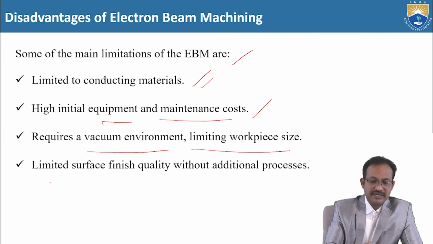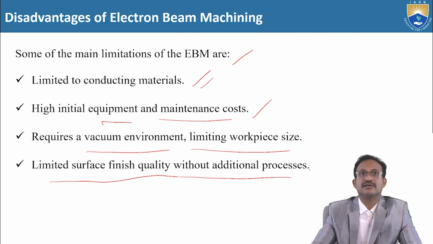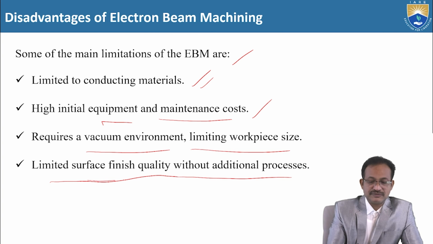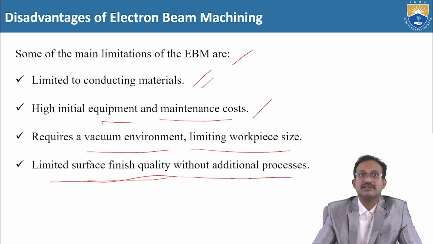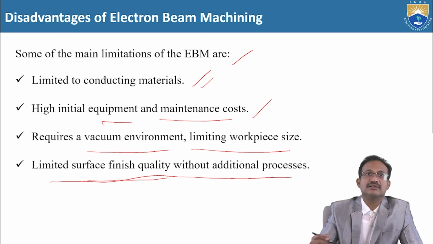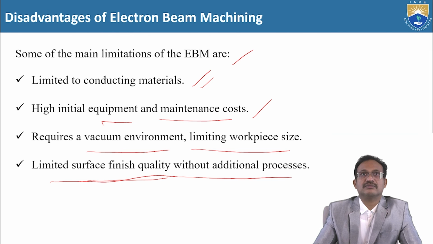Next, limited surface finish quality without additional processes. Here, limited surface finish quality. If we don't have additional processes, then we don't get the ultimate surface finish quality. That is also one of the drawbacks.